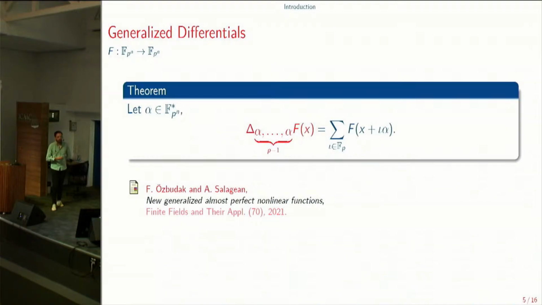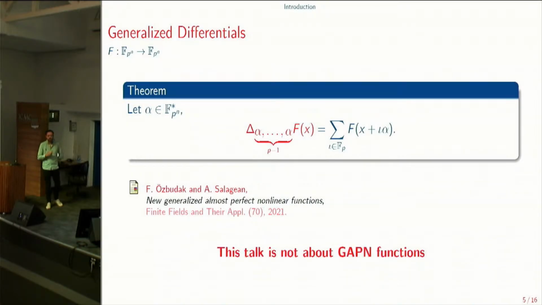And so since the GAPN condition is kind of like a higher order differential, they could use what I like to call the APN arsenal of tools and try to find a bunch of new GAPN functions and say a lot of things reusing what we know about APN functions. So it's really nice work. But this talk is not about GAPN functions. So, not really. It's related, and I'll explain why.